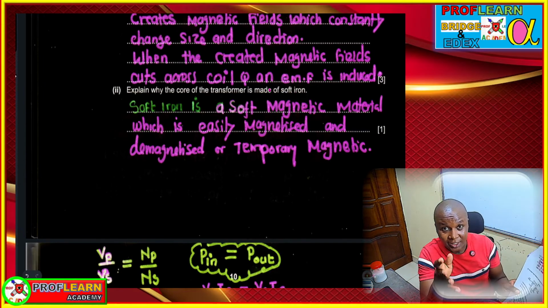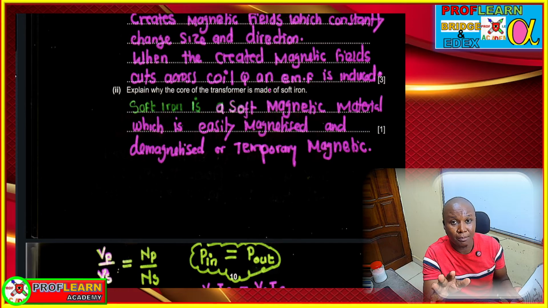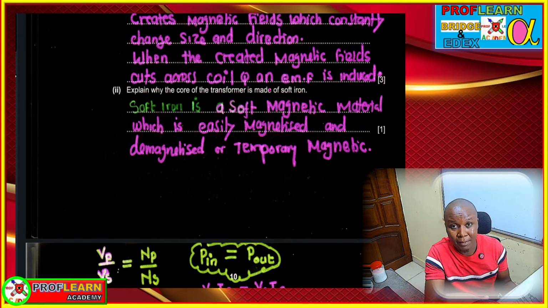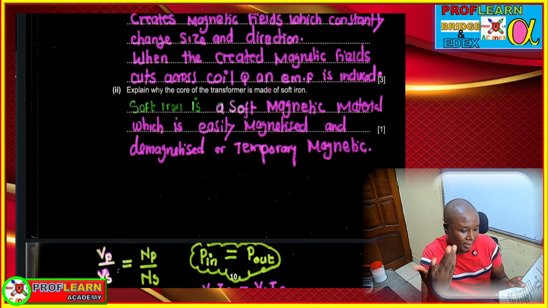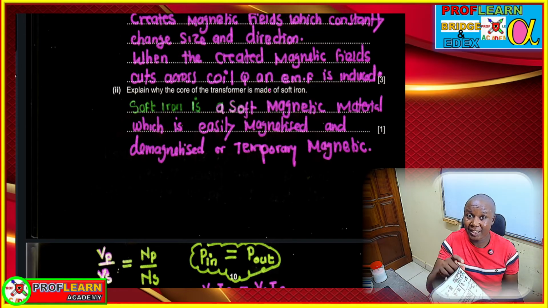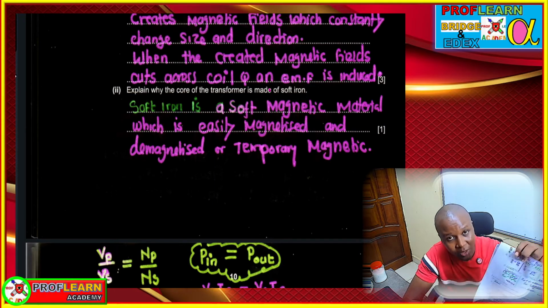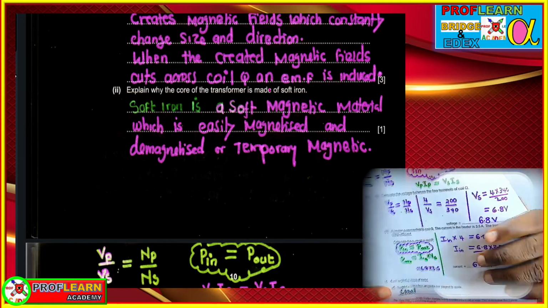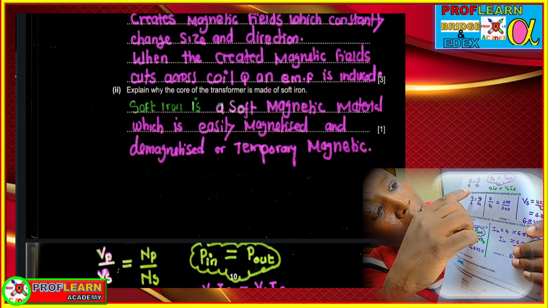Soft iron is a soft magnetic material which is easily magnetized and demagnetized, so it can form a temporary magnet, because the material required there is a material that can easily be magnetized and demagnetized. As far as a transformer is concerned, the formulas that we need to know are these two.